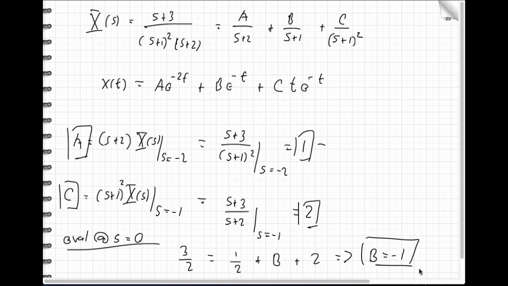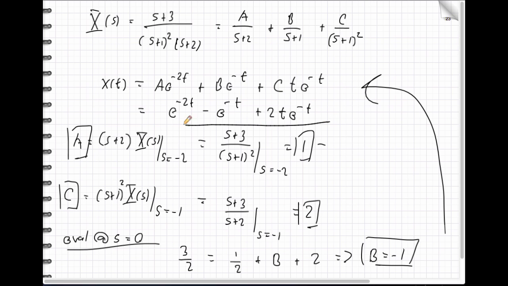Okay, so that's it. Now I plug it back into the values, and I get x of t equals e to the minus 2t, plus b, which is minus 1, so minus e to the minus t, and then c is 2, so plus 2t e to the minus t. And we're done. So that is the trick.